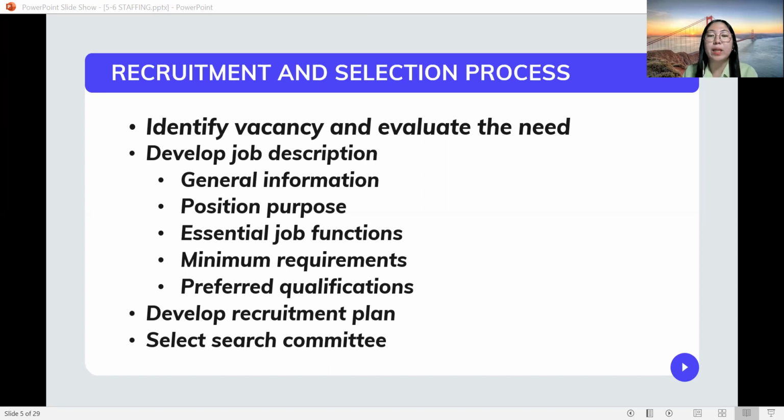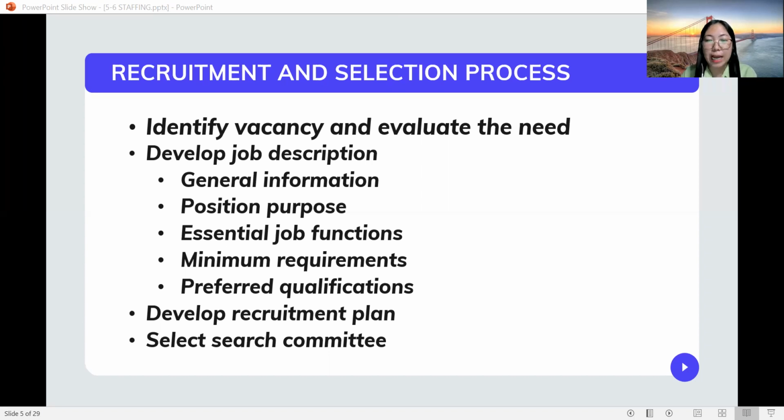The next one would be the position purpose. Here it states what the objectives are of the certain position you are applying for in this management or organization. And the third one is the essential job function. It describes all the duties and responsibilities of the position you are aiming for or applying for. Of course, we have our minimum requirements. These are the basic qualifications required for the position.